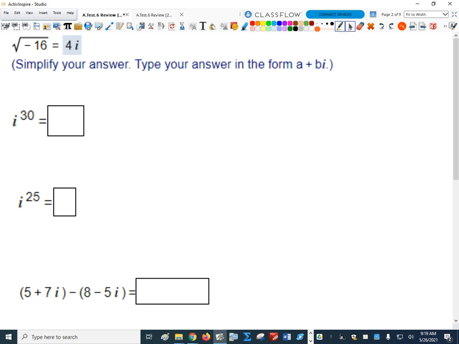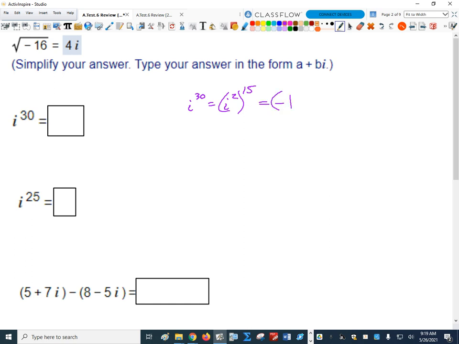Okay, now what about the powers of i? How do we deal with i to any power? Right, now we can do it like we went through a couple of patterns, but the easiest way to do it is to write it in terms of i squareds, right? So i to the 30 is equal to i squared to what power? The 15th. And what's i squared?